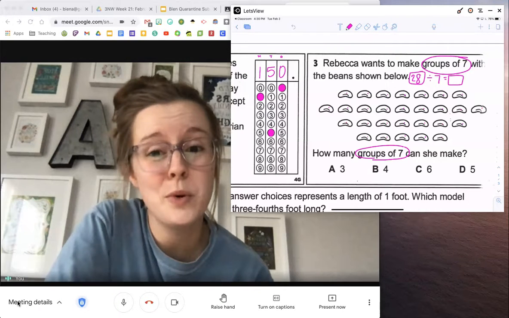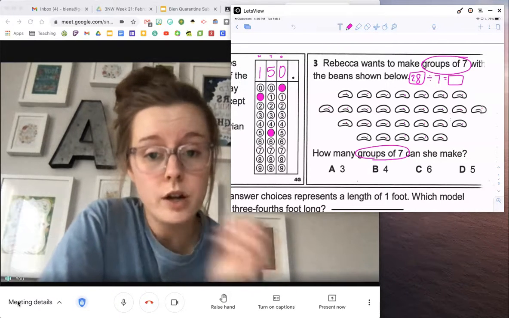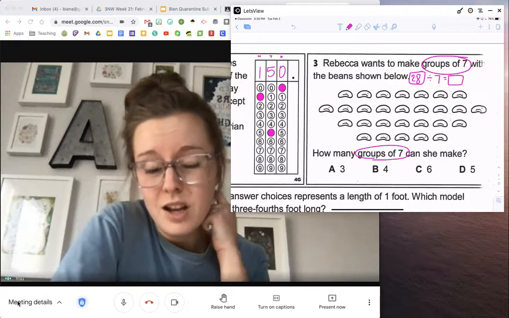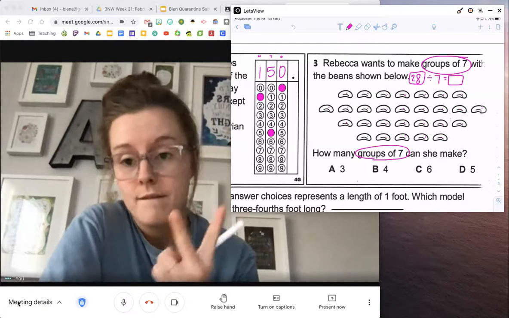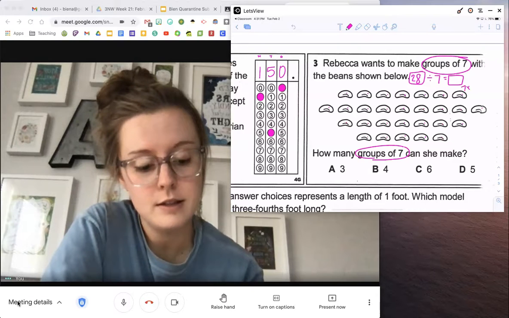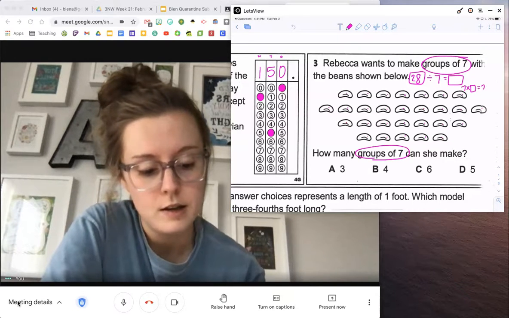Because they're not in a pretty group, remember? And that's how we mess up. So we're not going to circle them to put them in groups of 7. We're going to do the math. So 28 divided by 7 is something. Flip it around. 7 times something is 28.